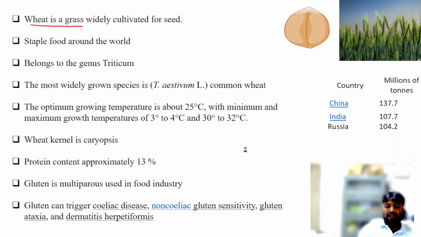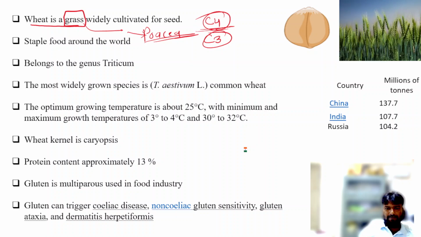So wheat is a grass. Friends, you know that mostly all the grasses belong to the Poaceae family, and wheat also belongs to the Poaceae or Gramineae family. Most of the crops from this family are C4, but this wheat crop is a C3 grass, and wheat is widely cultivated for seed purposes. Second point is that wheat is a major staple food around the world. Millions of people worldwide depend upon the wheat crop for their staple food or staple energy.